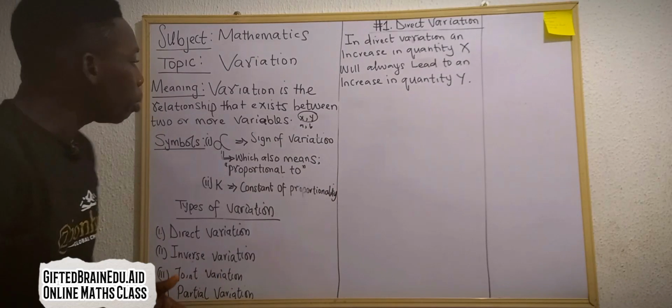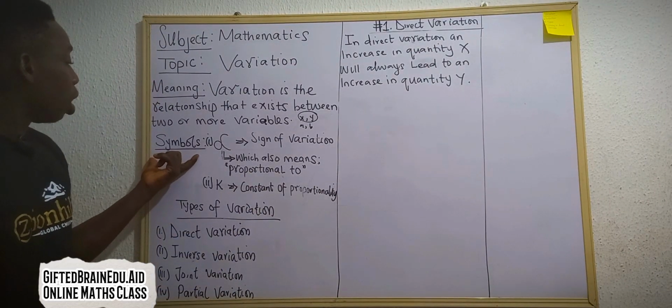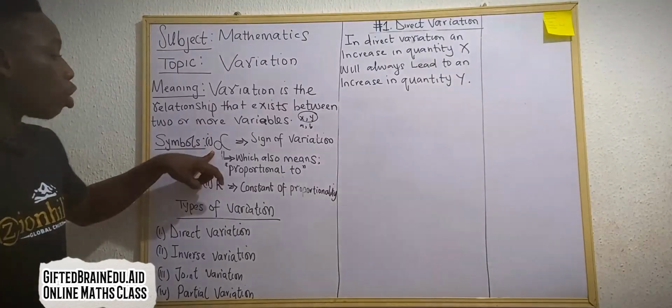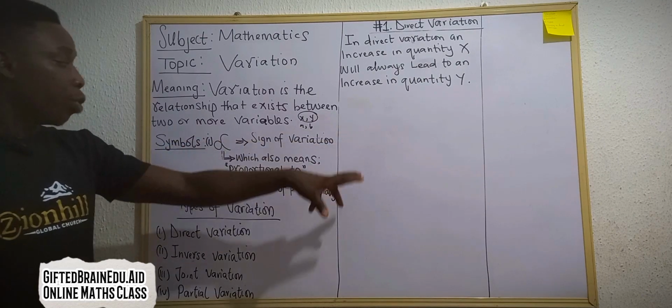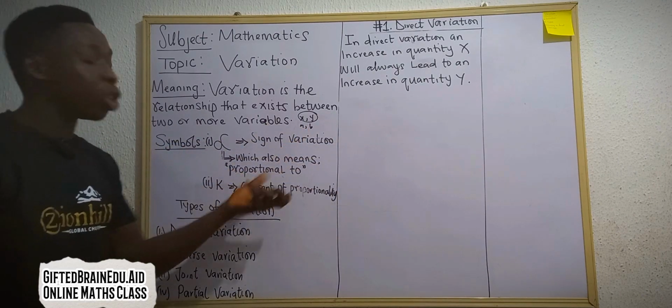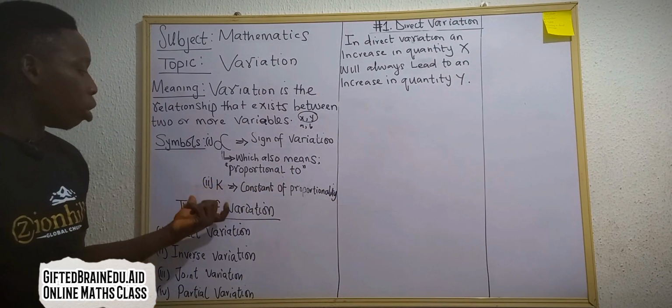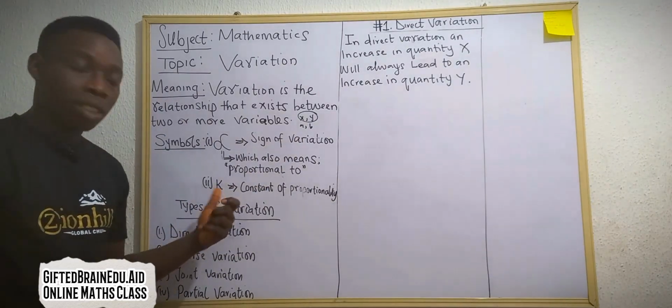Now, before we proceed, I'm going to be introducing the symbols which are used in variation. This is the first symbol which is used in variation, and this one is the sign of variation, which also means proportional to. Now, the second symbol is our constant of proportionality, which is k.